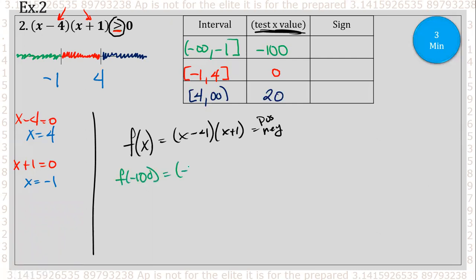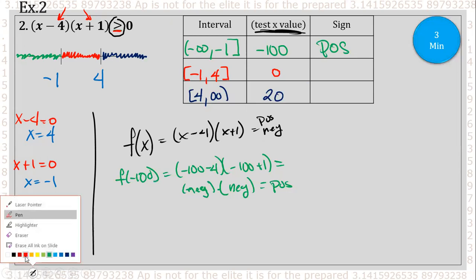So if I substitute, I got -100 minus 4, -100 plus 1. This right here, I got -100 minus 4, that is negative. And then I have this right here, -100 plus 1. So a big negative number plus a tiny positive 1 is still negative. And then what do we know from algebra 2? Negative times a negative gives me a nice positive. So this right here is a positive. Okay.